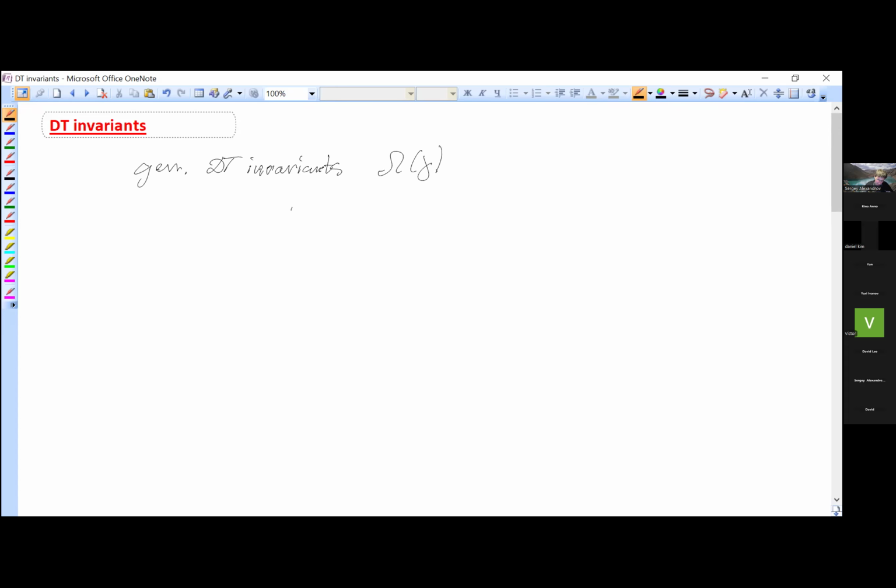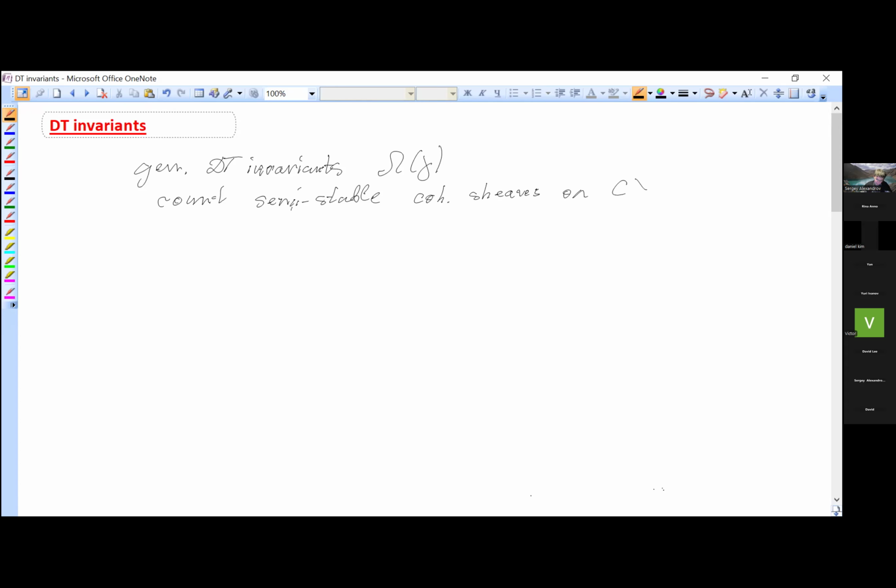So they count certain semi-stable coherent sheaves on a Calabi-Yau threefold. Will your Calabi-Yau be compact or not? Mostly I will be interested in the compact case, but sometimes also non-compact Calabi-Yau.